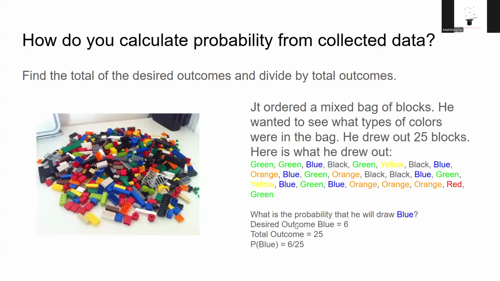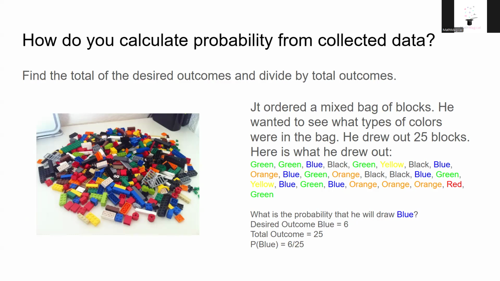So how do you calculate the probability from collected data? First, you find the total of the desired outcomes and divide it by the total number of possible outcomes. In this scenario, JT ordered a mixed bag of blocks. He wanted to see what types of colors were in the bag, so he drew out 25 blocks. The colors he drew were in the list below. The question is, what is the probability that he will draw blue?